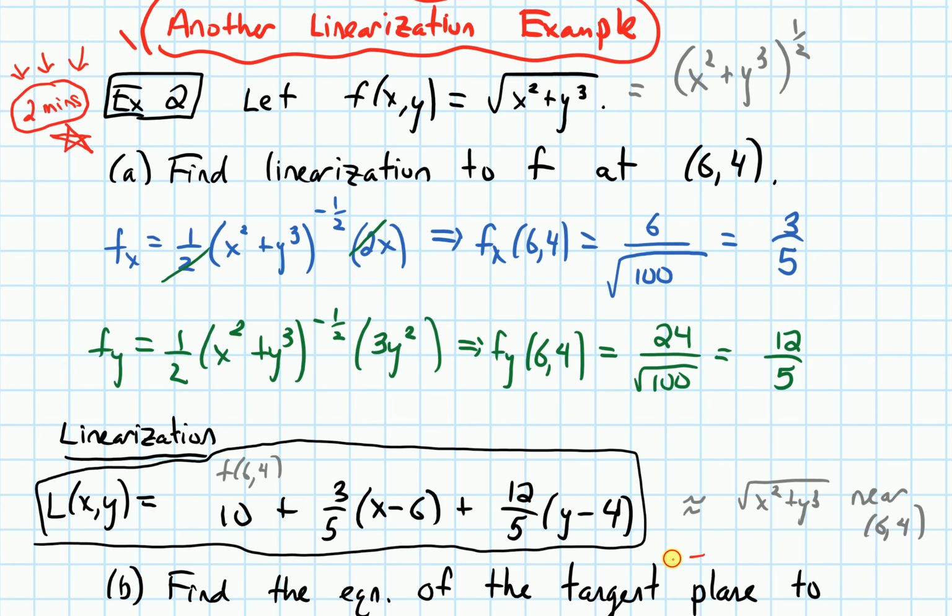Okay. The advantage of having this approximation, as opposed to just the original function, is the approximation is easier to evaluate. Especially if I had to do something like this without a calculator, it is way harder to plug in numbers into this square root function than it would be to just plug into this linear function that I've obtained now. All right, let's do part B.